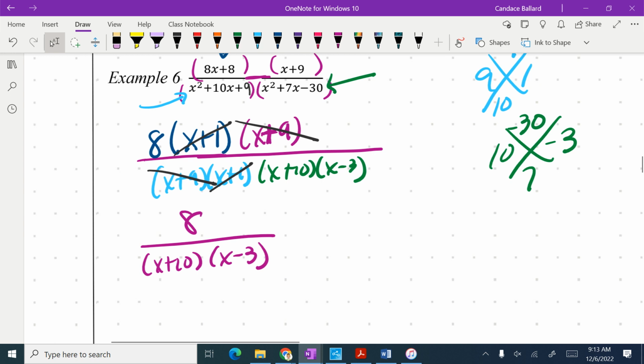Do not try to FOIL it back together. When we look at the answers, we have them in factored form. So this should just remain the way it is. Don't try to FOIL back. Okay? All right. That was enough, I think, for today.